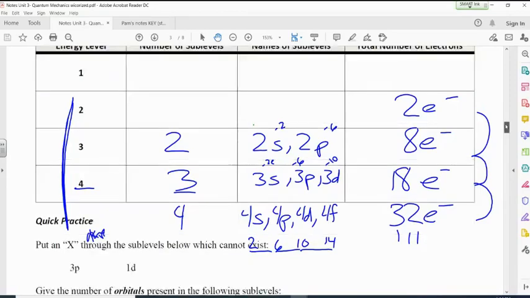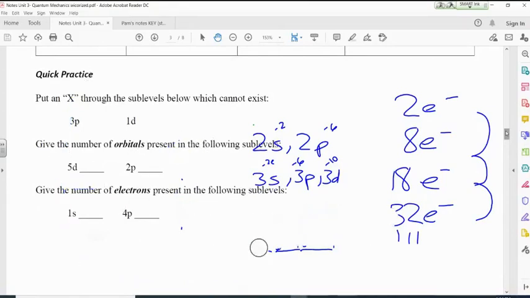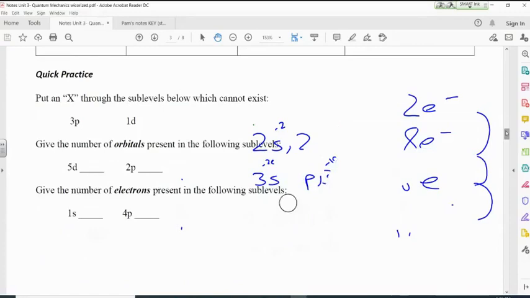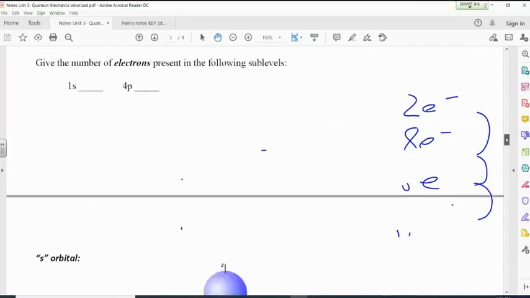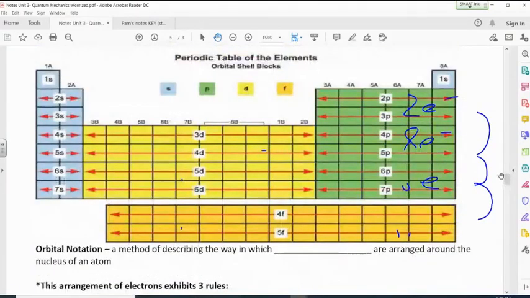All right, scrolling down, and you're going to have some of these questions on your periodic table and your assignment today as well. So hopefully this will be helpful to go over how to answer them. Put an X on sublevels below which do not exist. So if I scroll down to my periodic table and look for 3p and 1d, which one of those does not exist? 3p and 1d.